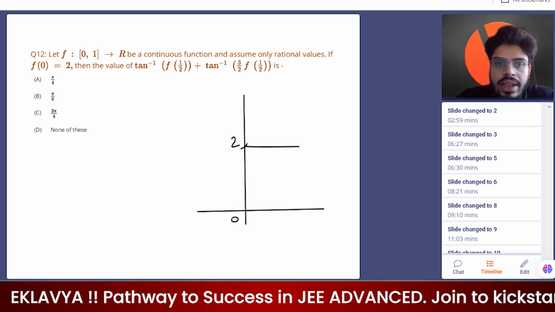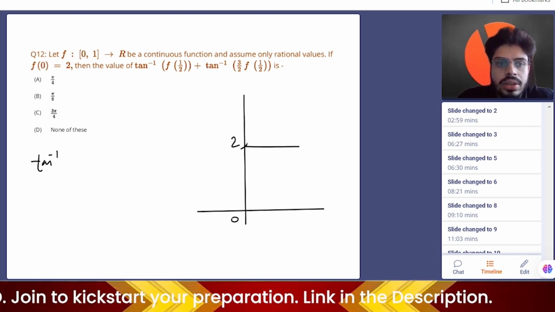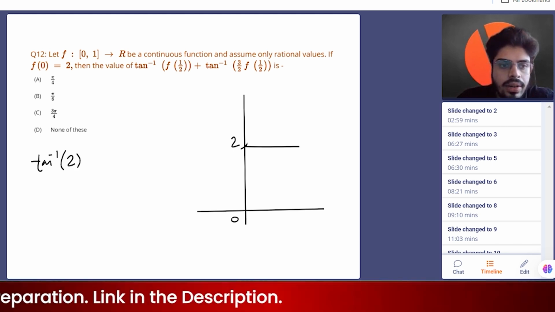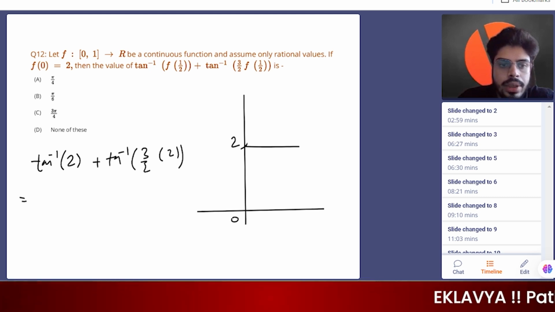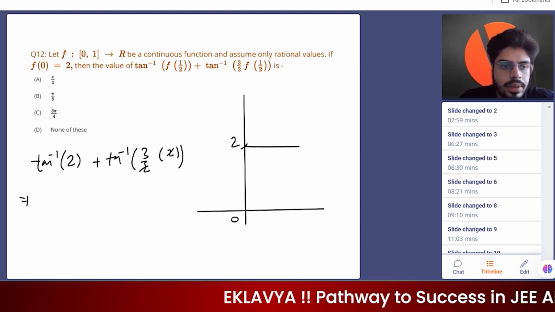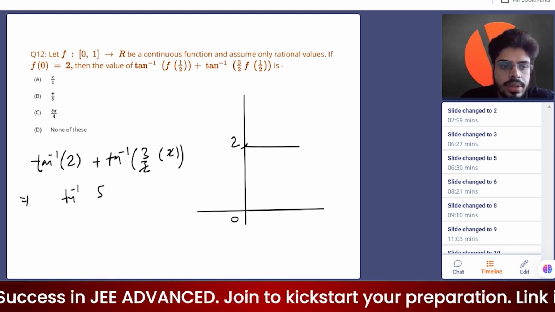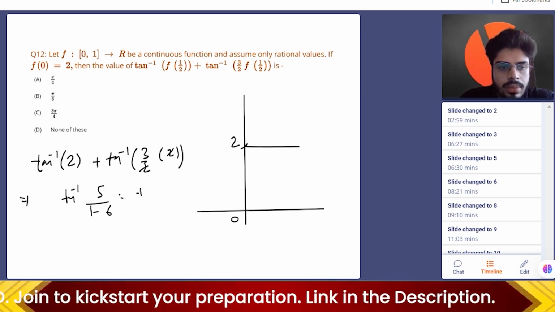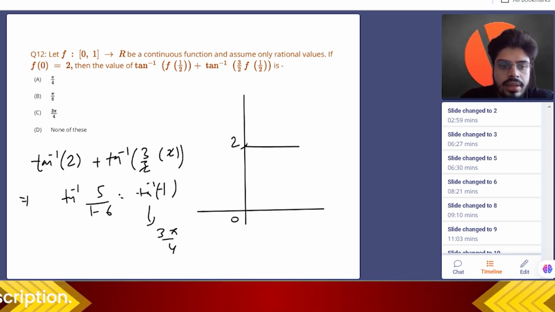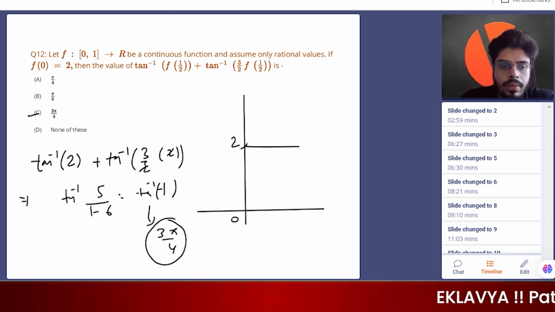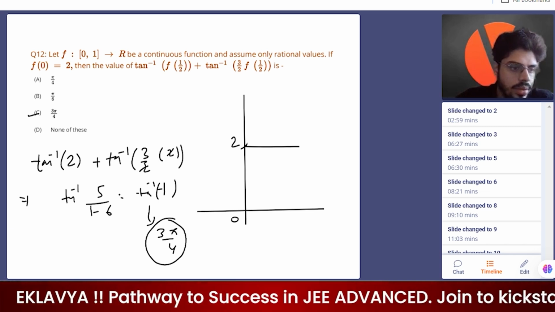So f of 1 by 2 is 2 only, because it is a constant function. So tan inverse, here I'll write 2, plus tan inverse of 3 by 2 into 2, so again I'll get tan inverse 2 plus tan inverse 3. So tan inverse x plus tan inverse y is x plus y upon 1 minus xy. So tan inverse of minus 1, and that is 3 pi by 4. So this will be the answer. Great.